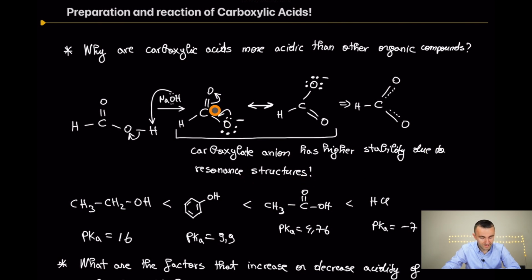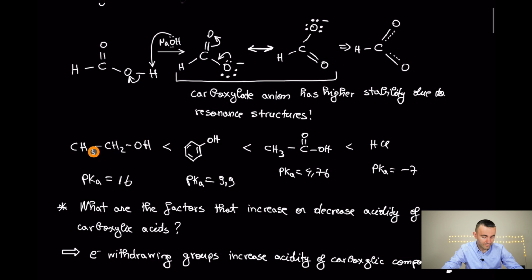As you see, this negative charge can move from here to here. Due to the more resonance structures, the more stabilized the carboxylate anion is, the more possibility to dissociate and to give a higher acidity. Let's take a look, for example, when you compare propanol, phenol, and carboxylic acid, and also compare with hydrochloric acid. Of course, it is not comparable because these are weak acids.